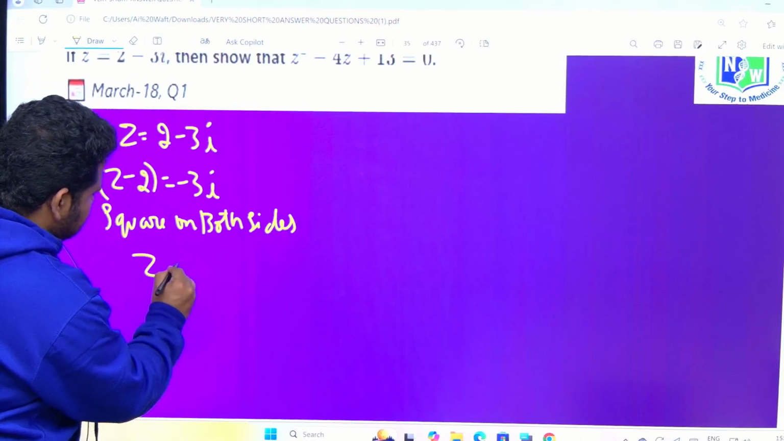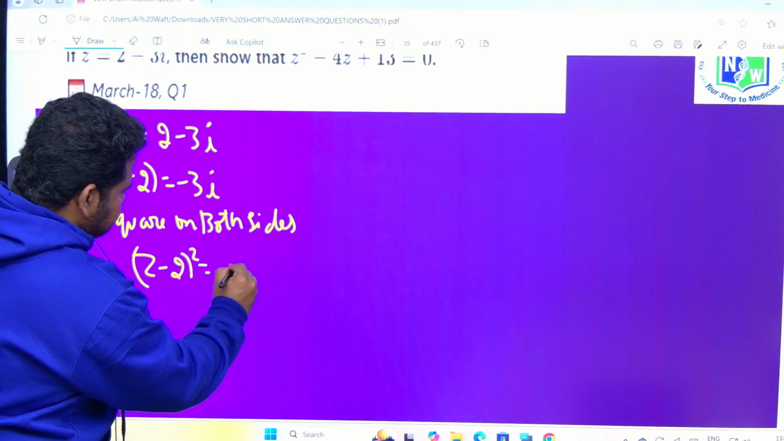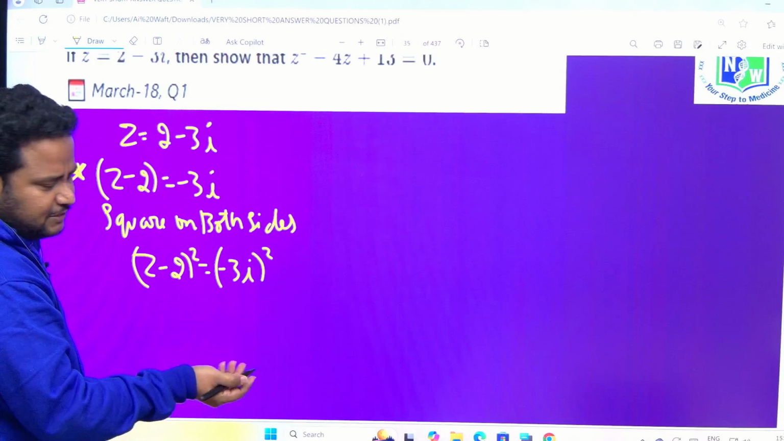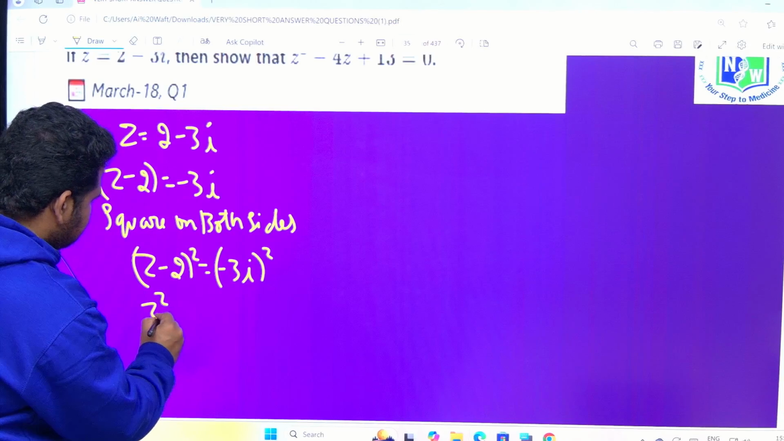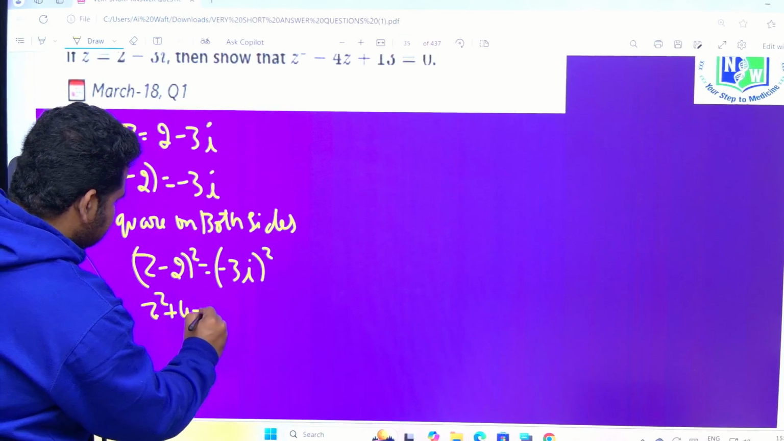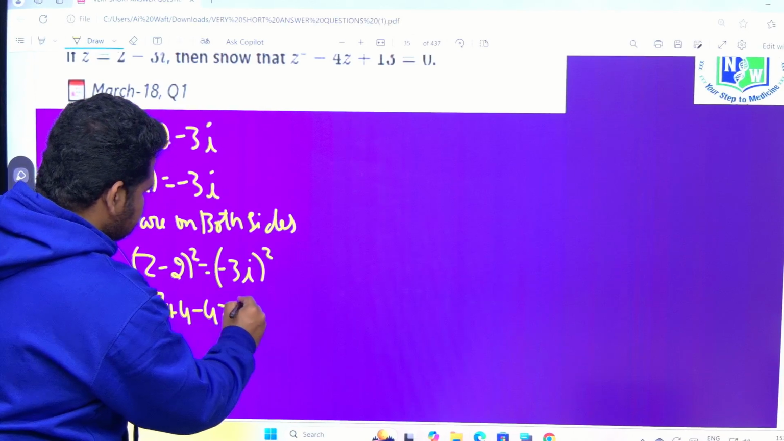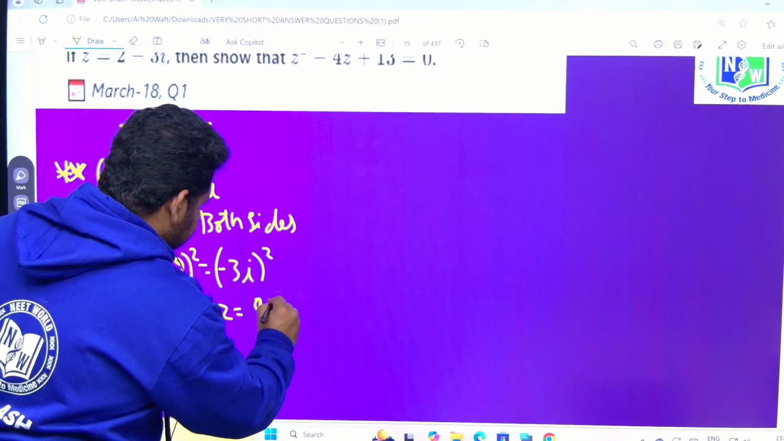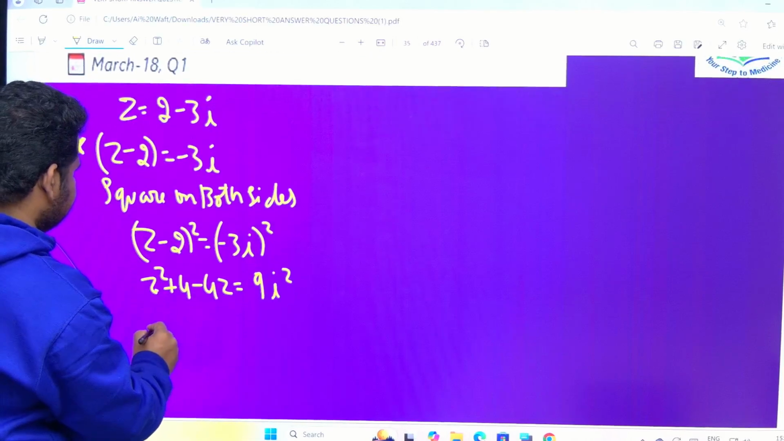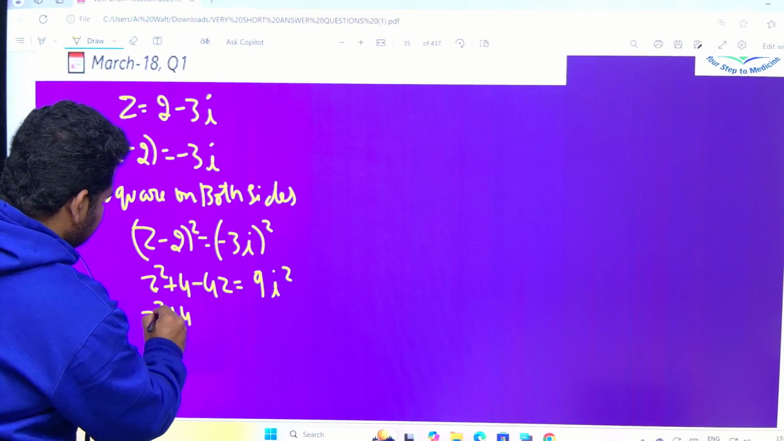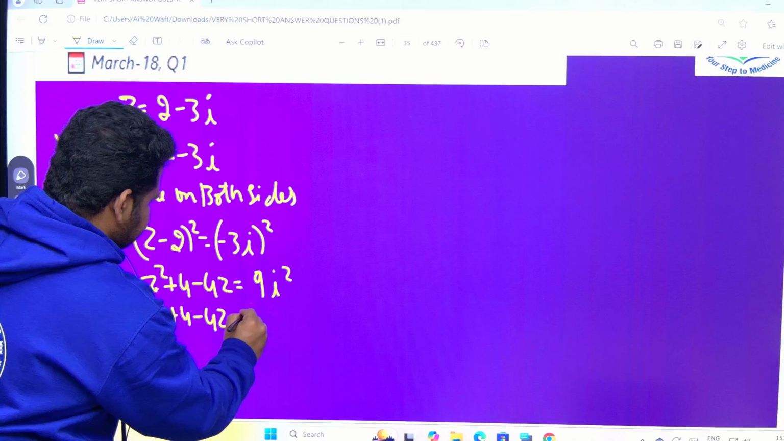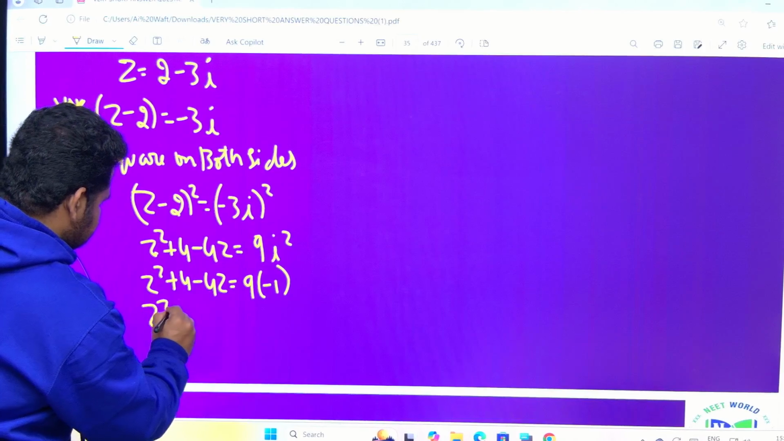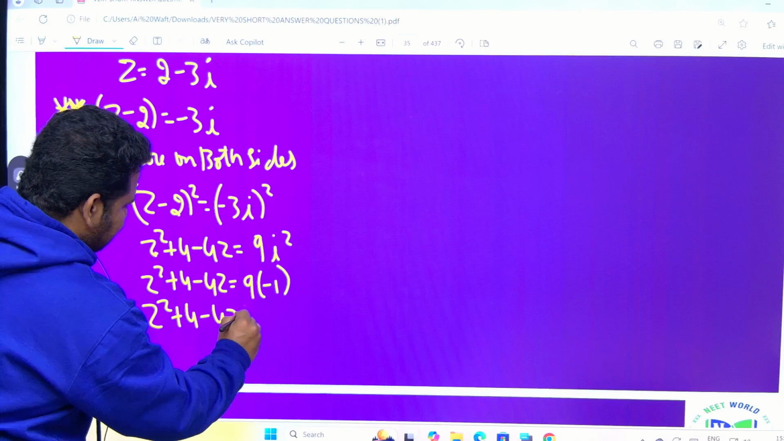z minus 2 whole square equals minus 3i whole square. z minus 2 whole square is (a minus b) whole square, that is a square plus b square minus 2ab, that is z square plus 4 minus 4z. On the right, 3 square is plus 9, and i is i square, so this becomes z square plus 4 minus 4z equals 9 into i square, which is minus 1, so minus 9.